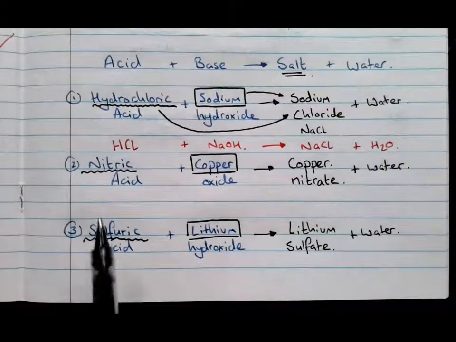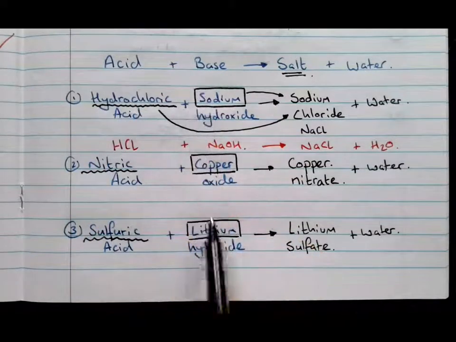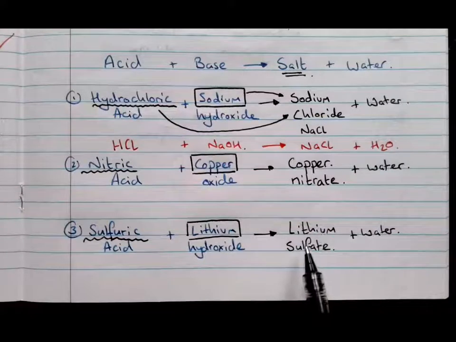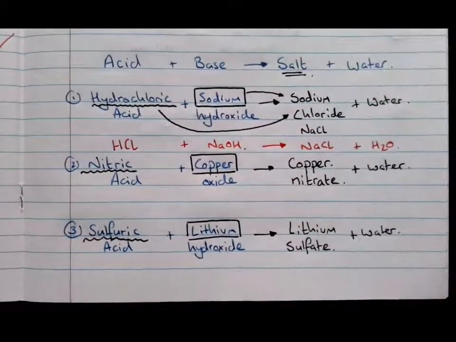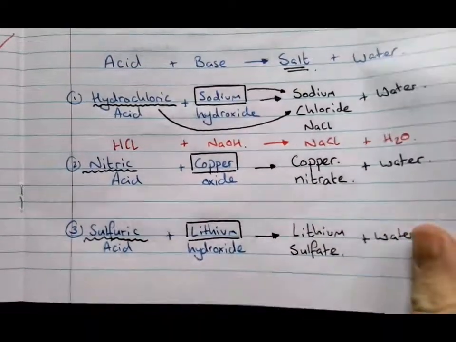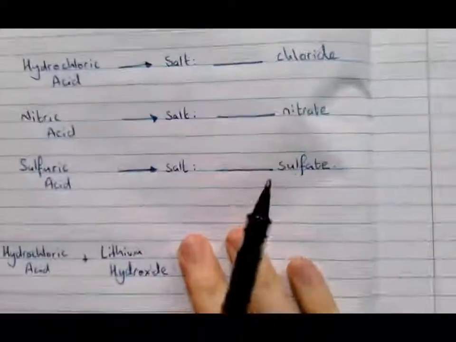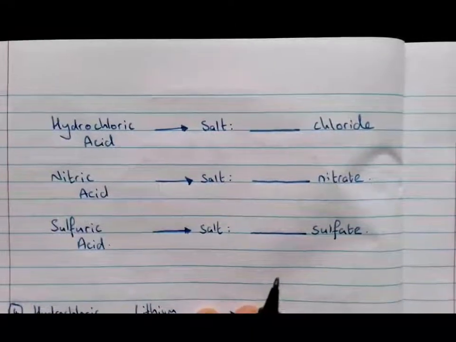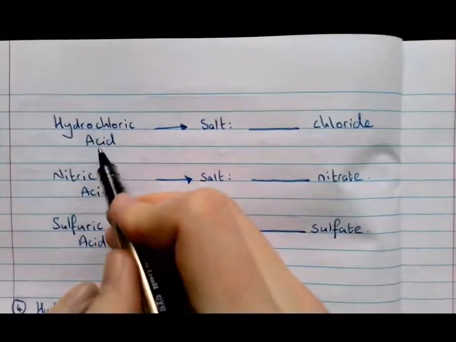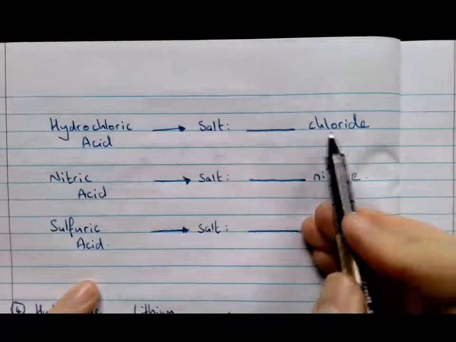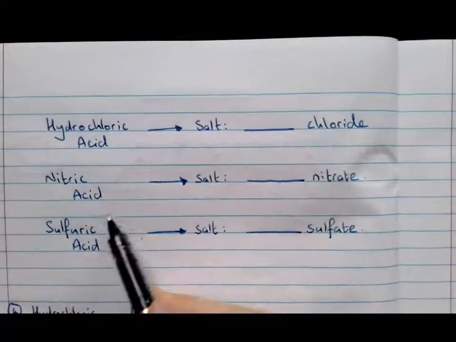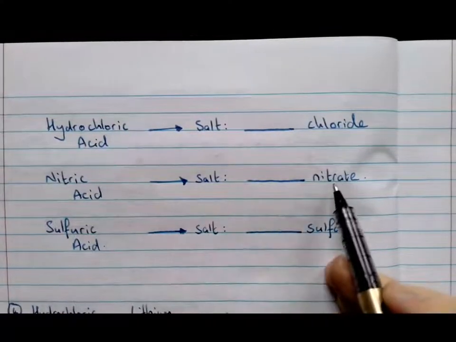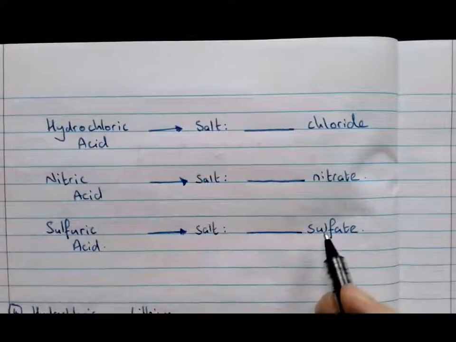Okay, and you can see that all these are the same. It's an acid plus a base, and these are all salts, all named in the same way, and then we always have water on the end as well. So we can summarize how to name these salts. If we look here, hydrochloric acid gives me a salt which is a chloride. So it'll be something chloride: sodium chloride, lithium chloride, potassium chloride. Nitric acid gives me a nitrate, and sulfuric acid gives me a sulfate.